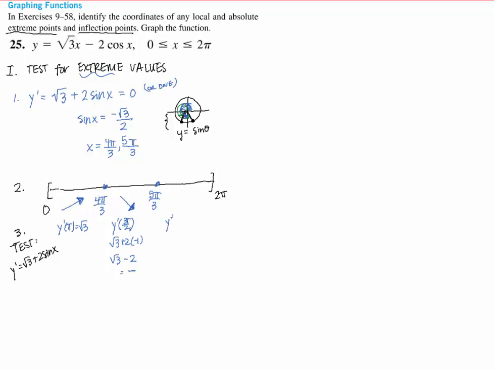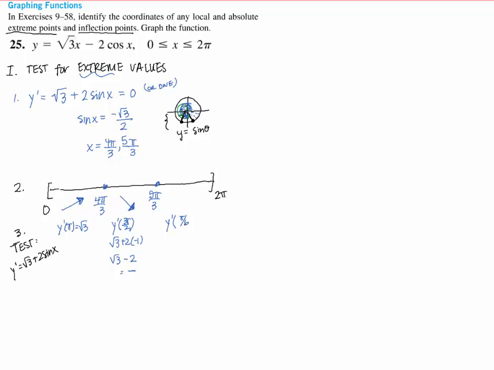Then next interval, test a point between 5 pi over 3 and 2 pi. We have two nice choices, a pi over 4 option and a pi over 6 option. I like the pi over 6 because sine of pi over 6 is a half. So let's try pi over 6. Now we want to be almost to 2 pi.